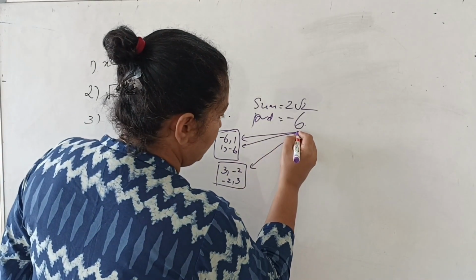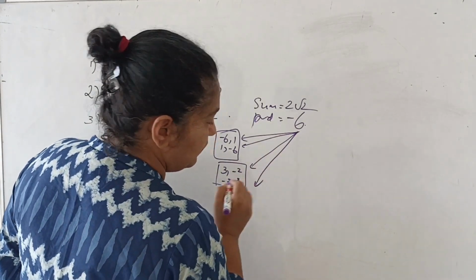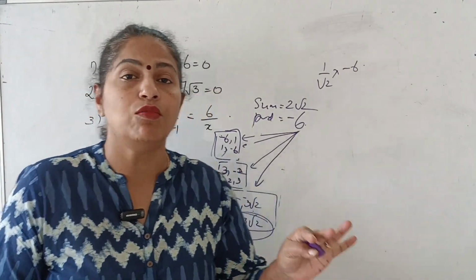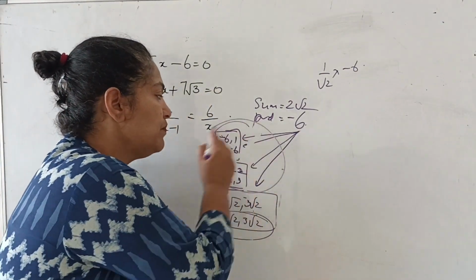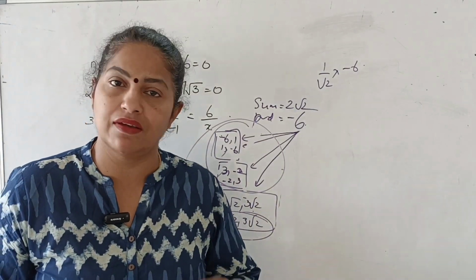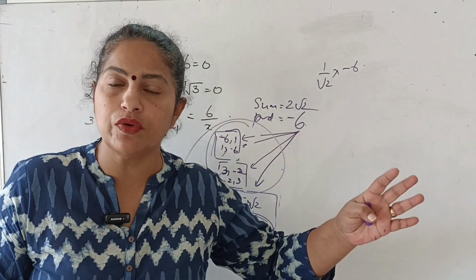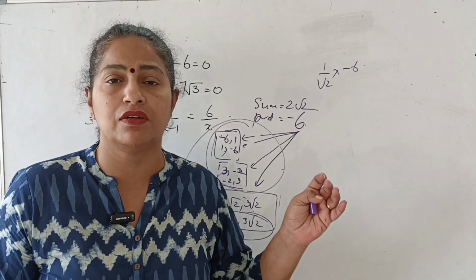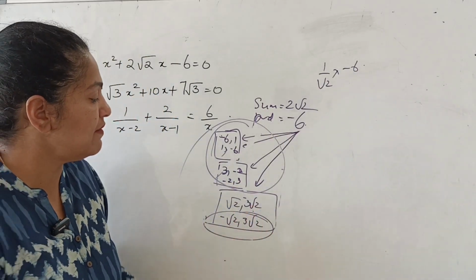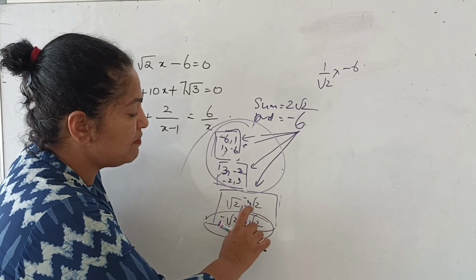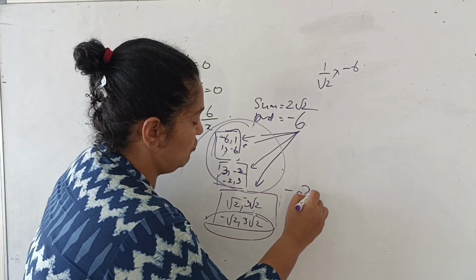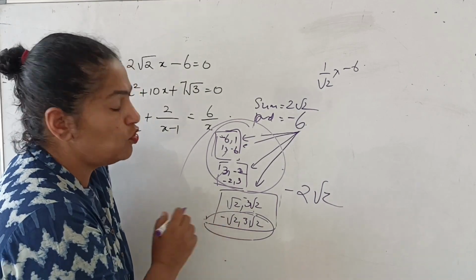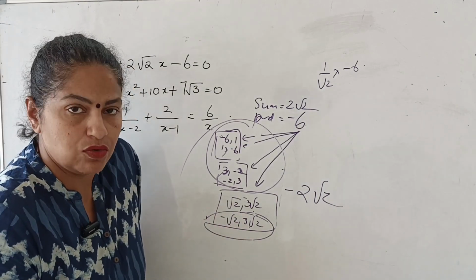Fine. Now, let us see among these factors what will give me a sum of 2 root 2. So these particular pairs of factors disappear because there is no root 2 in any of the factors at all. So that is not our factors of consideration. Let us see this. Root 2 plus minus 3 root 2 will give me minus 2 root 2. We need a plus 2 root 2. So 3 root 2 plus minus root 2 will give me 2 root 2.